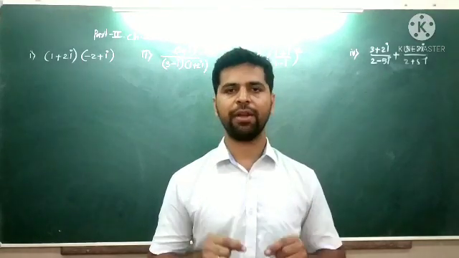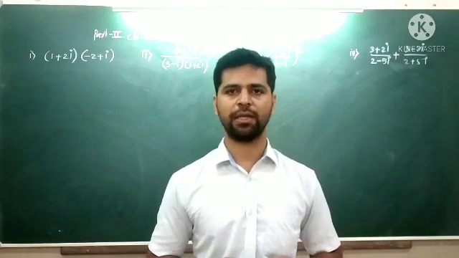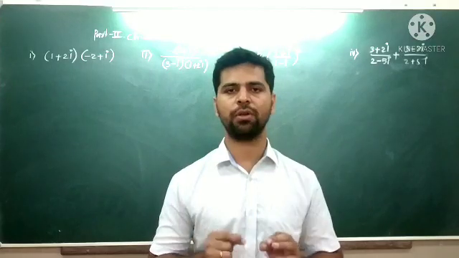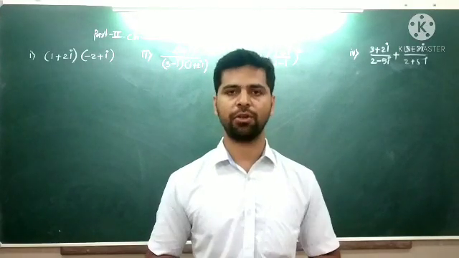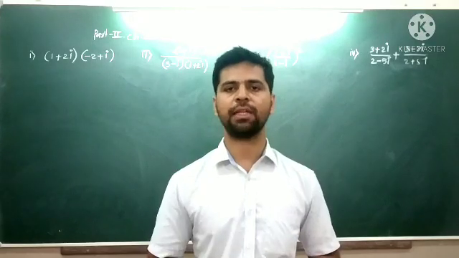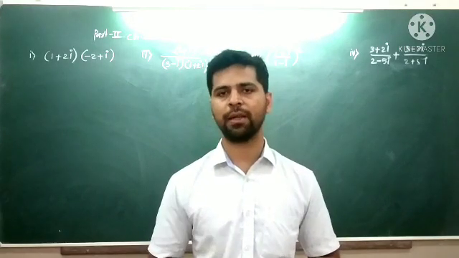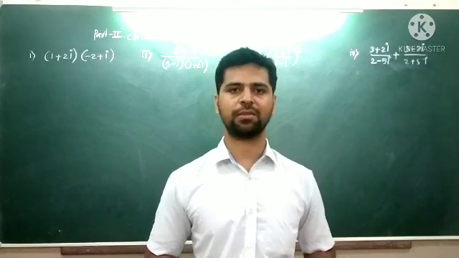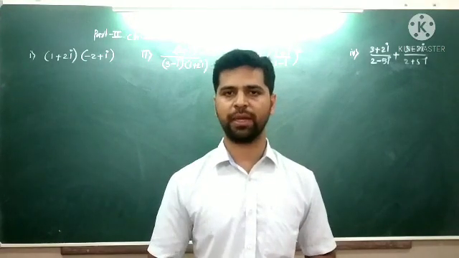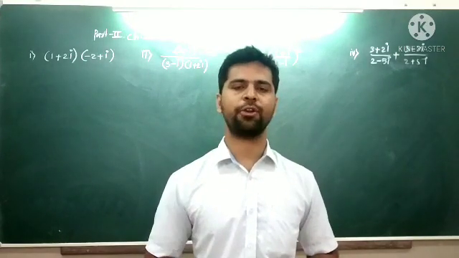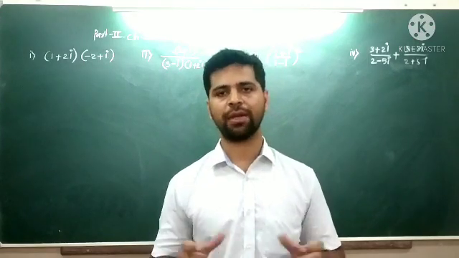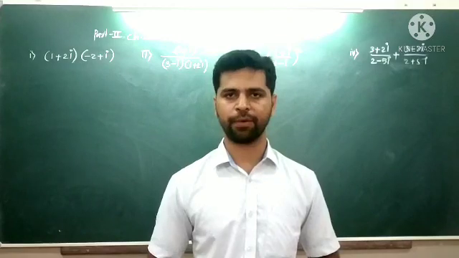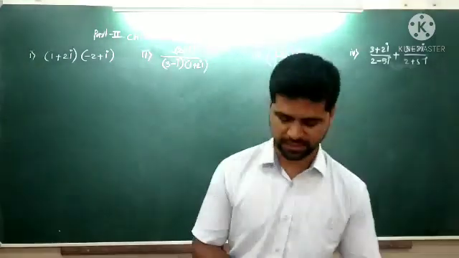Whenever you get a complex number in the denominator and you are going to simplify it, don't forget that you should not have a complex number in the denominator. So how can we convert that complex number into a real number? We just have to rationalize it by the conjugate of that denominator. Automatically the complex number in the denominator will get rid of and we will get a real number in the denominator. Okay, so let's simplify this first example.